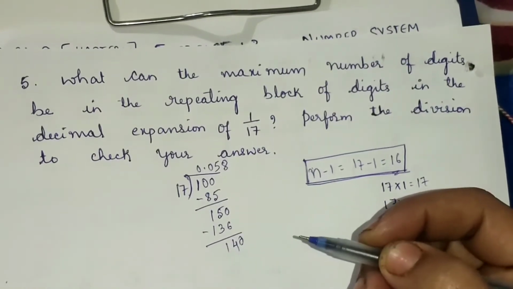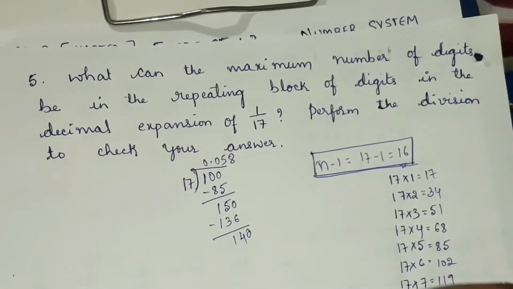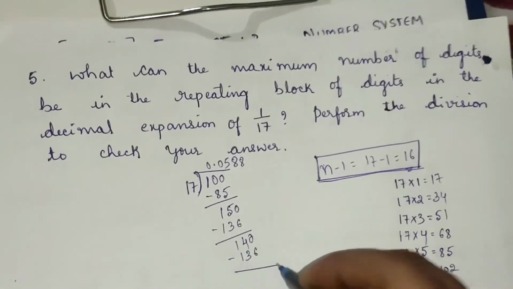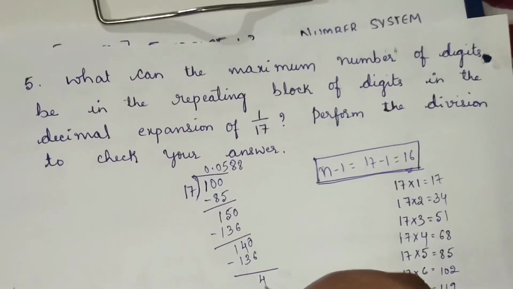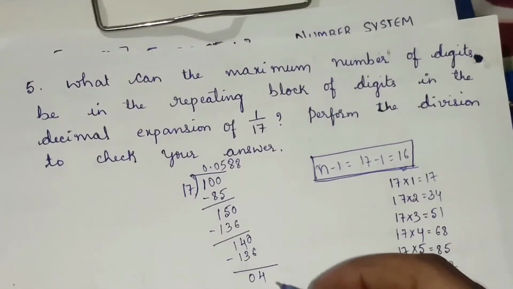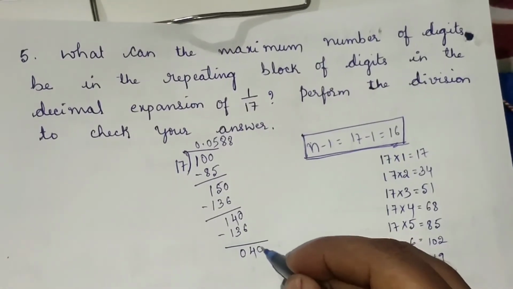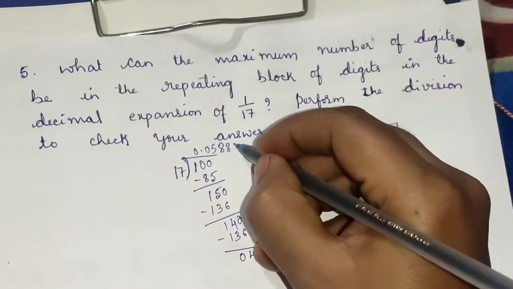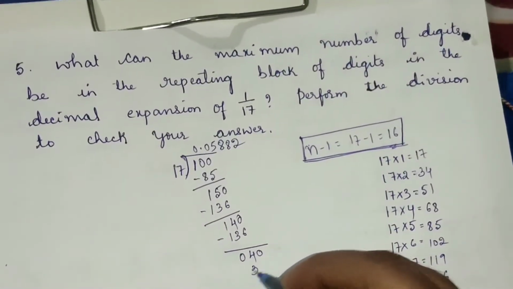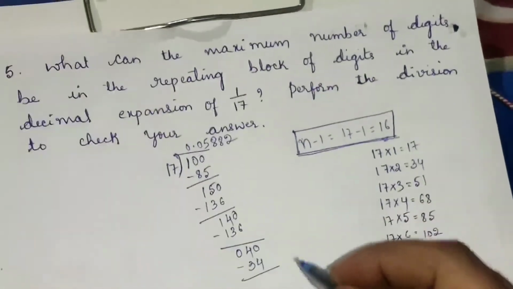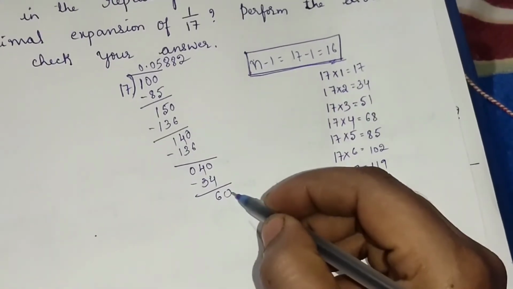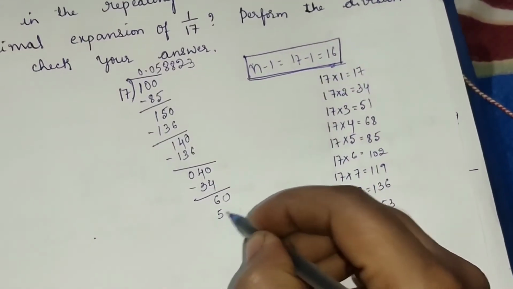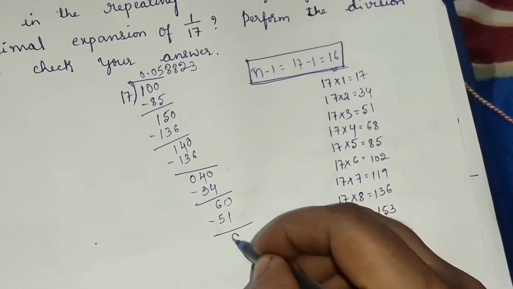Then add 0. Again you start dividing. 17 8s are 136 again. Subtract it, you will get 4 and here 0. Then add 0, it will be 40. Then 17 2s are 34. When you subtract, you will get 6. Take 0 again. 17 3s are 51. When you subtract it, you will get 9.